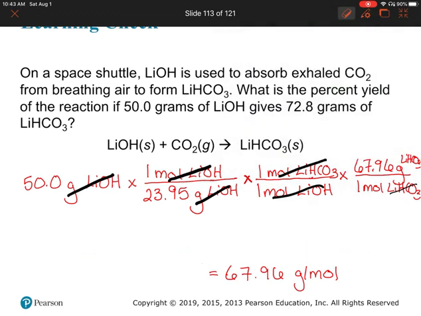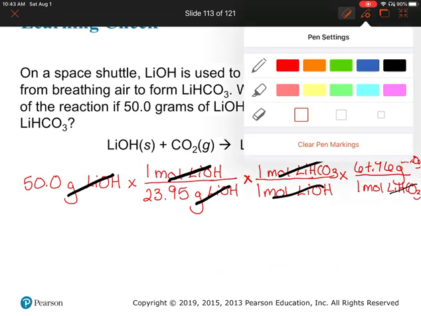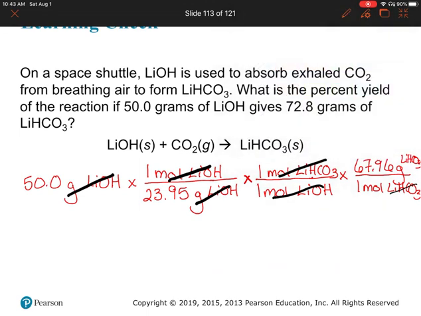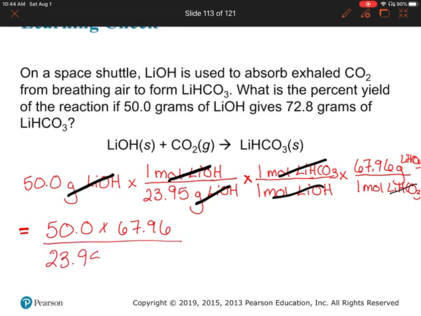All right, so let's make some room down here. And we're going to simplify our math. So we have in the numerator 50 times 67.96. And then in the denominator, we have 23.95 times 1 times 1. We'll just leave out the ones.